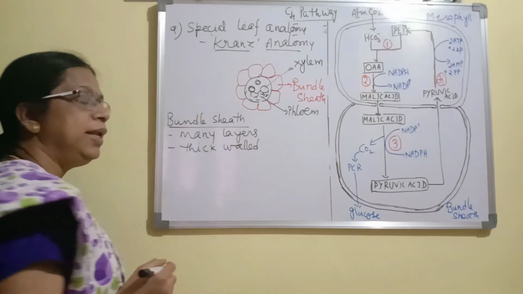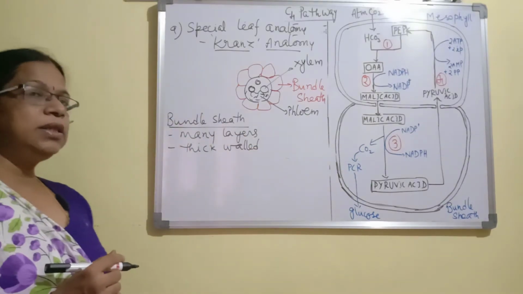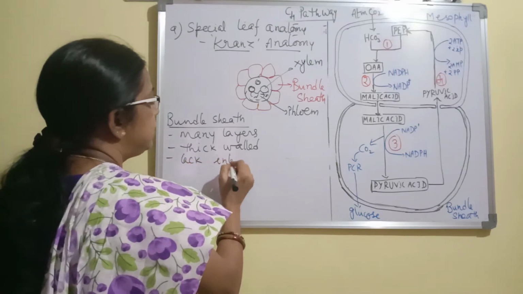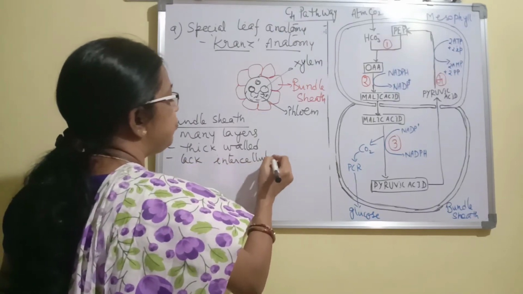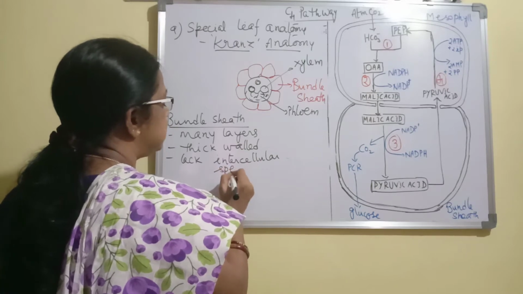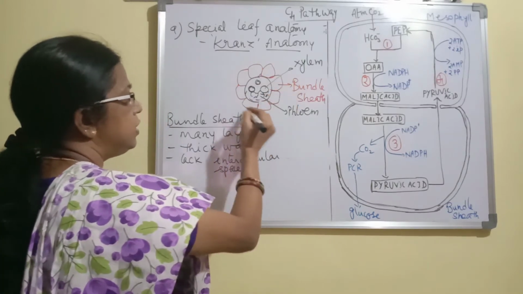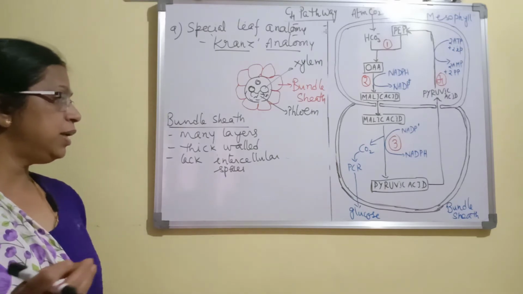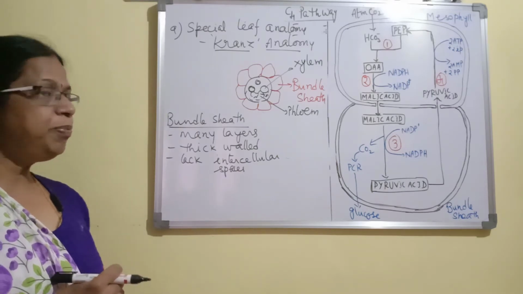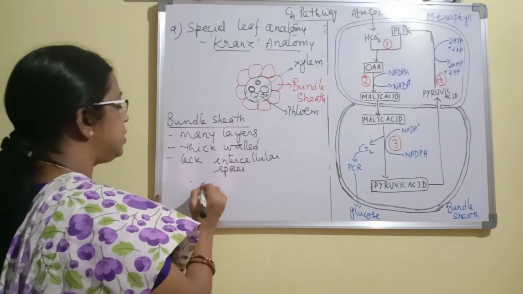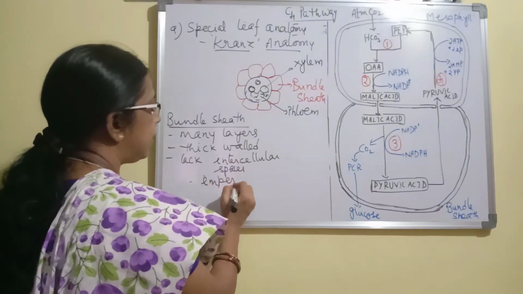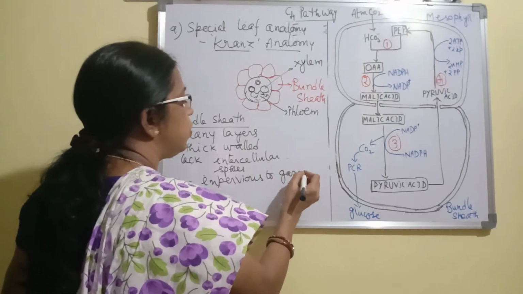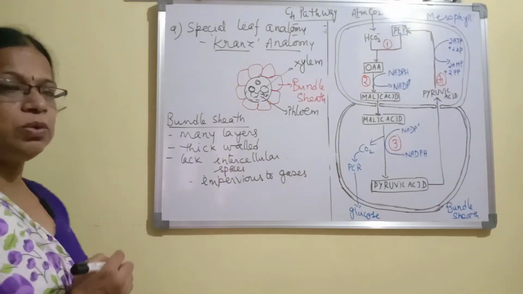Thick-walled cells. Many layers are present and these are thick-walled cells. They lack intercellular spaces. That means these are arranged very close to each other, so they do not allow any gases to pass through. They are impervious to gases also. They lack intercellular spaces and they are impervious to gases. That means they do not allow gases to pass through.